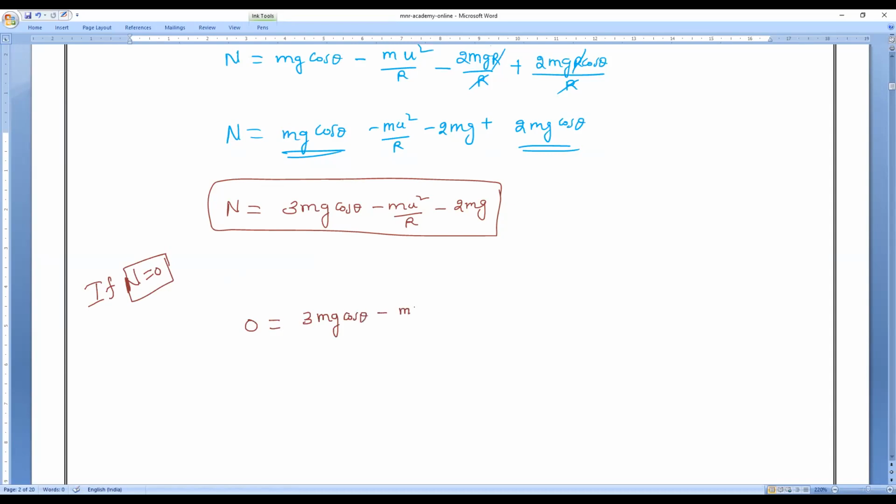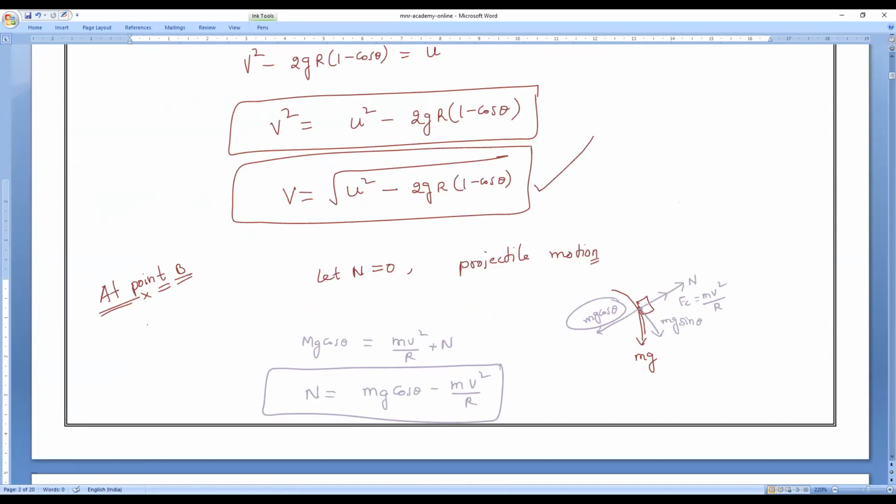minus mv square by r minus 2mg. So now we want cos theta. We want to find the theta actually. So let theta equal beta, the angle where N will become 0. Please write it neatly. Where N equals 0, what angle? That is the angle we have to find now.